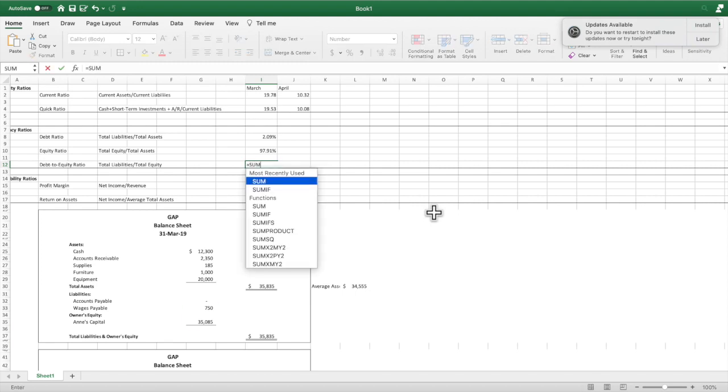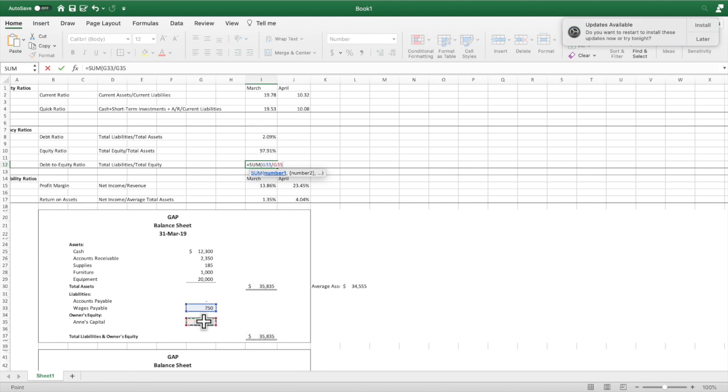All right, now we're going to do debt to equity ratio, total liabilities divided by total equity. So we're going to go equal sum of total liabilities divided by our total equity. So that is 0.02% of what Ann owes. She only owes $750, but she lays claim to $35,085. So it's 0.02 of what she owes.